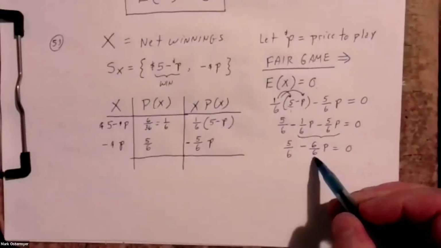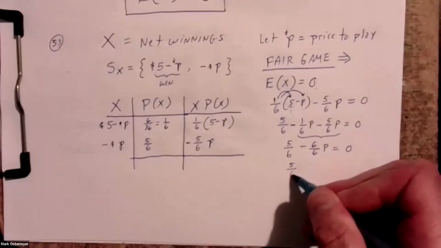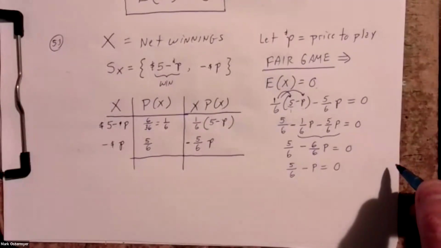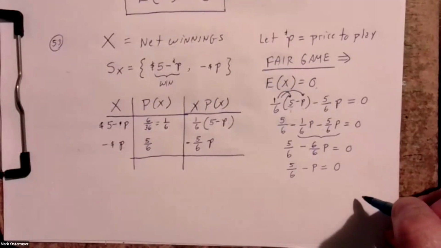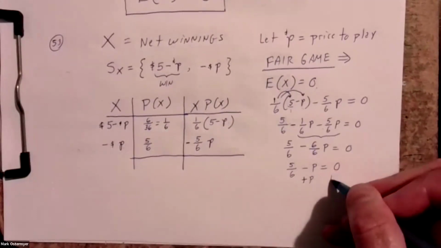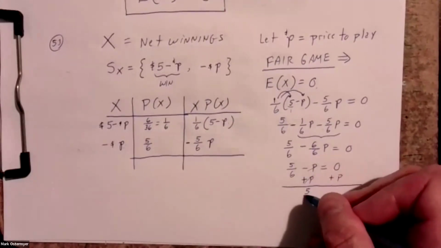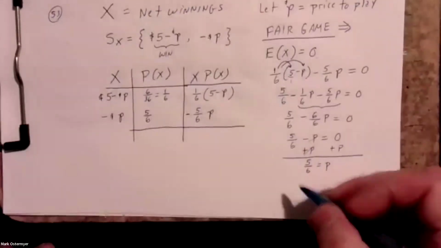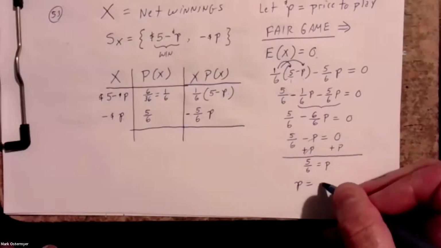But ladies and gentlemen, 6 over 6 reduces down to 1. So this is really another name for 5/6 minus P equals 0. Now, how do I solve for P? The quickest way is to get P all by itself on one side of your equation, and your answer, therefore, will be on the opposite side. To do that, I'm going to add P to both sides of my equation. The P's cancel here, and I'm left with 5/6 is equal to 0 plus P, which is P. And there you go. So, therefore, we would have to lay out 5/6 of a dollar to play this game.